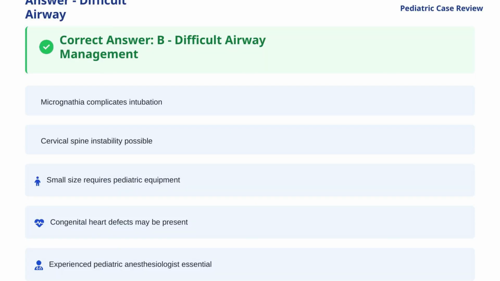The correct answer is B. Difficult airway management is the primary concern due to micrognathia, receding chin, and small facial structures making intubation challenging. Cervical spine instability may coexist, requiring careful positioning.